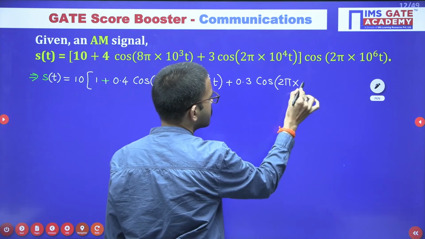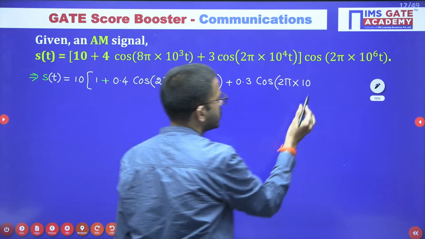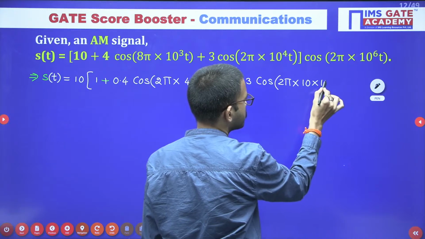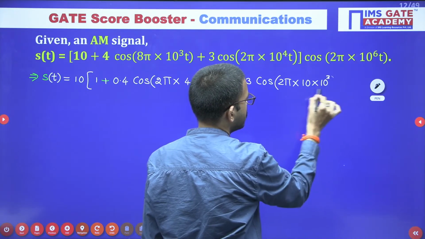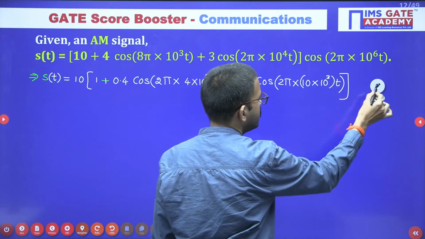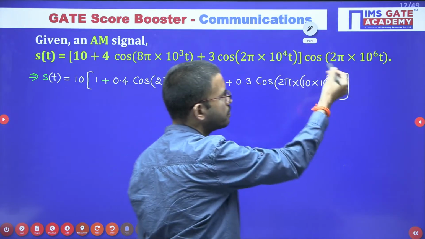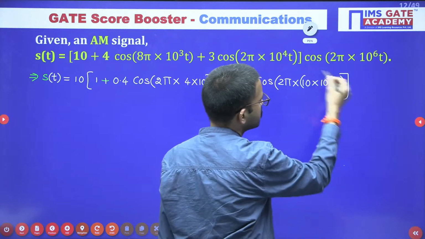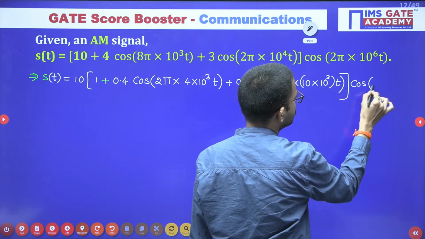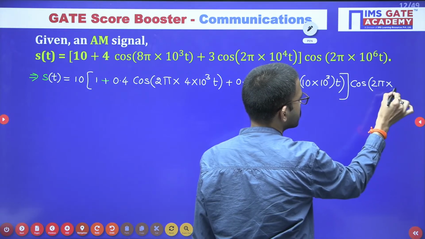Plus 3 by 10, which we can write as 0.3, into cos 2 pi into 10 power 4, which you can write as 10 into 10 power 3 t. And this overall term we have to multiply with the carrier signal, cos 2 pi into 10 power 6 t.